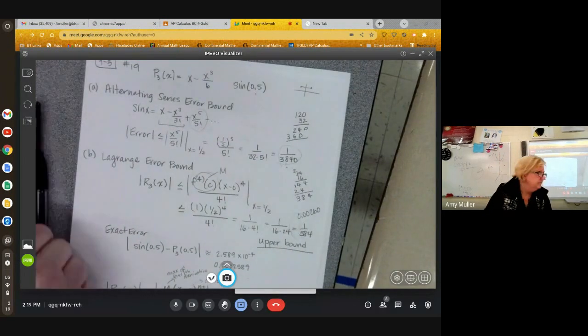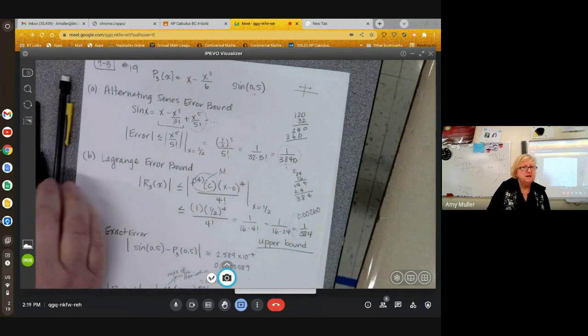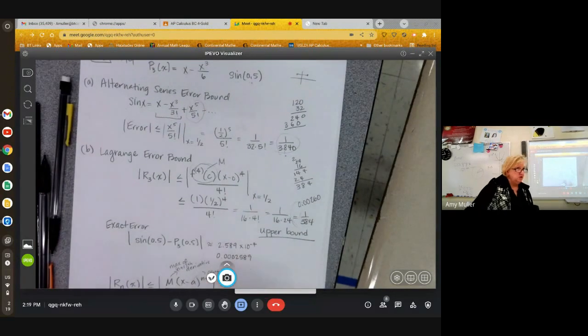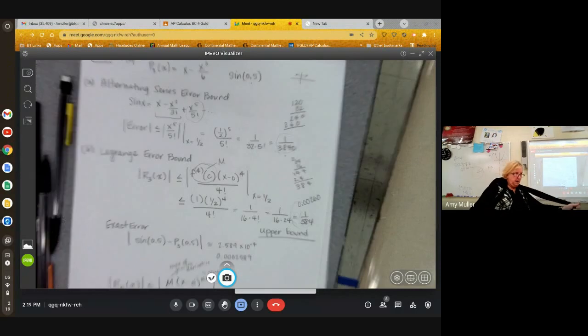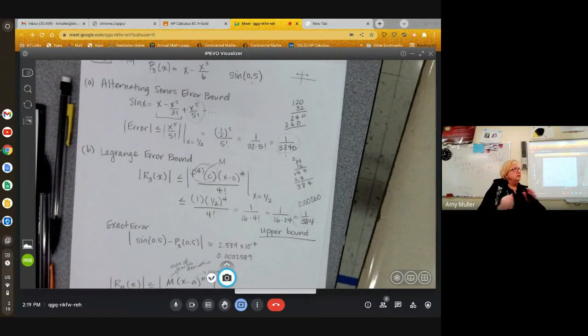Will you always tell us which error bound you want us to use? Sometimes they will and sometimes they won't. So you get to choose. And I'm going to choose the easier one. I would do the alternating series error bound, or choose the very next term. And oftentimes it'll tell you to use Lagrange, but it doesn't always. So that means if it doesn't, it's your choice. Okay?